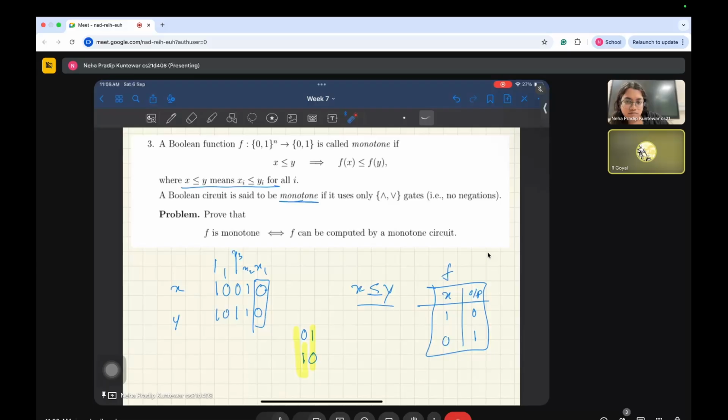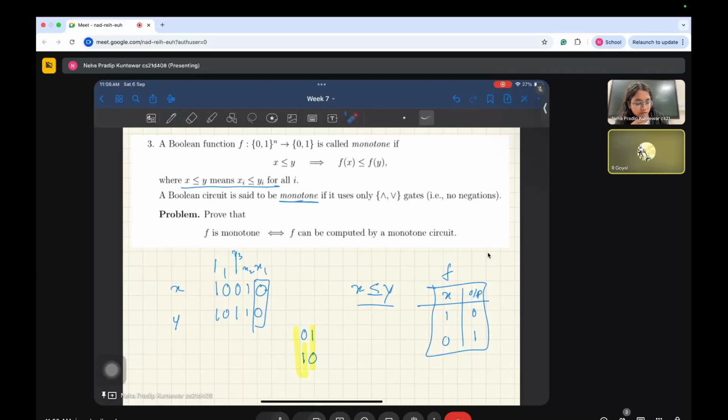Now the problem is to prove that if f is monotone, meaning this inequality holds true, it implies that f can be computed by a monotone circuit. Basically I need to show that if a function shows this much consistency, that every column of x is smaller than or equal to every column of y when x is less than or equal to y, then it can be computed.